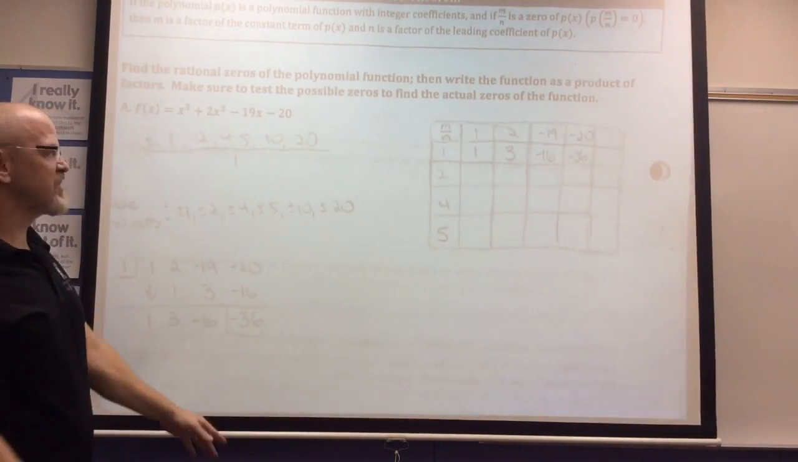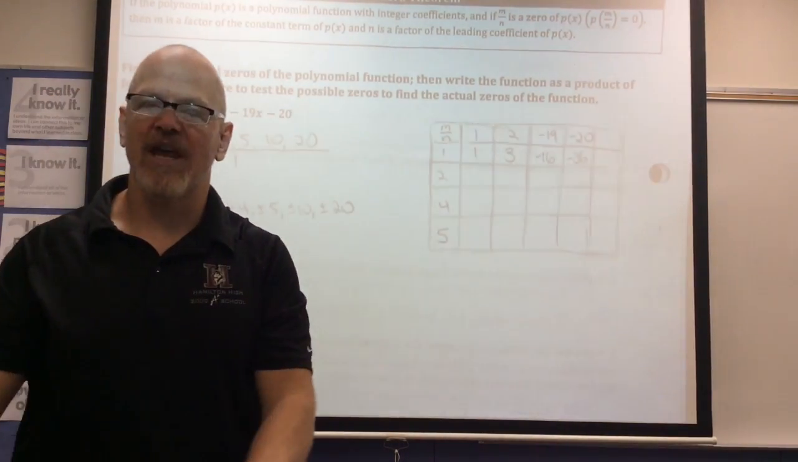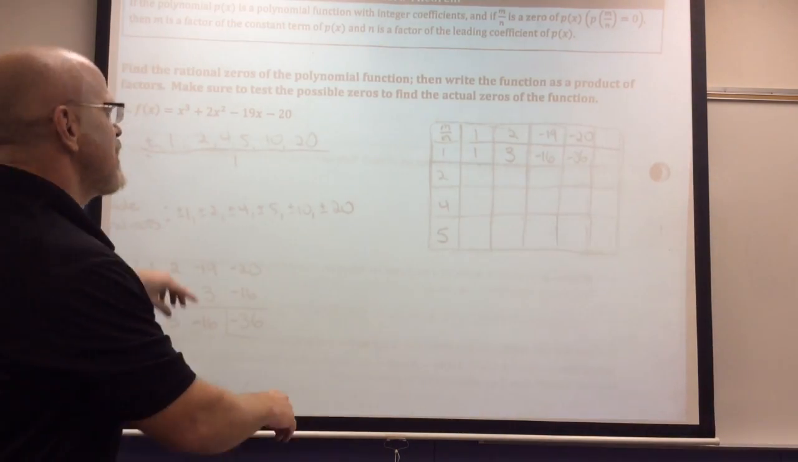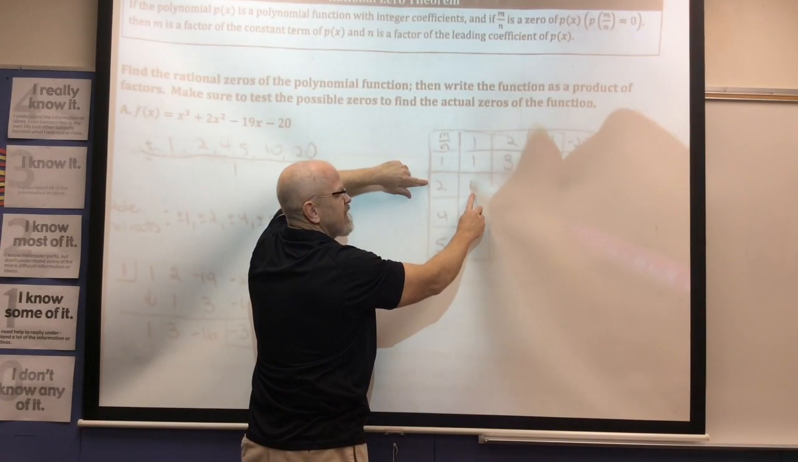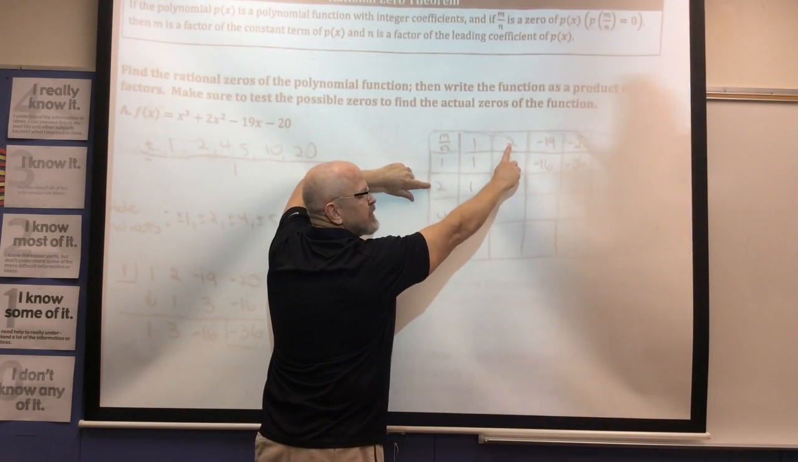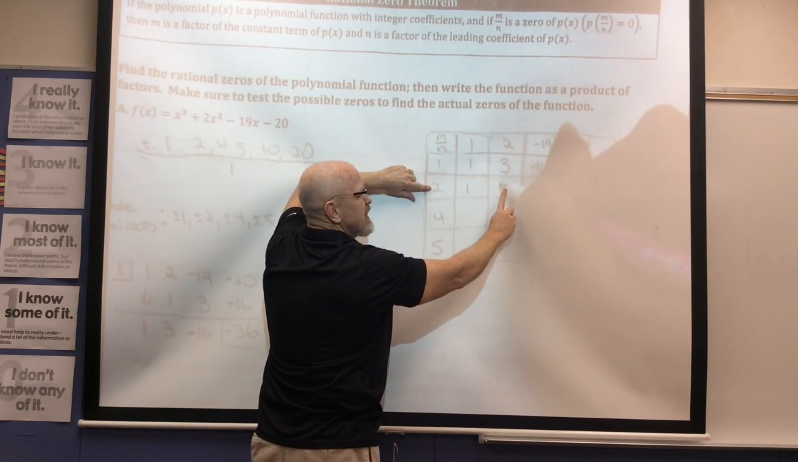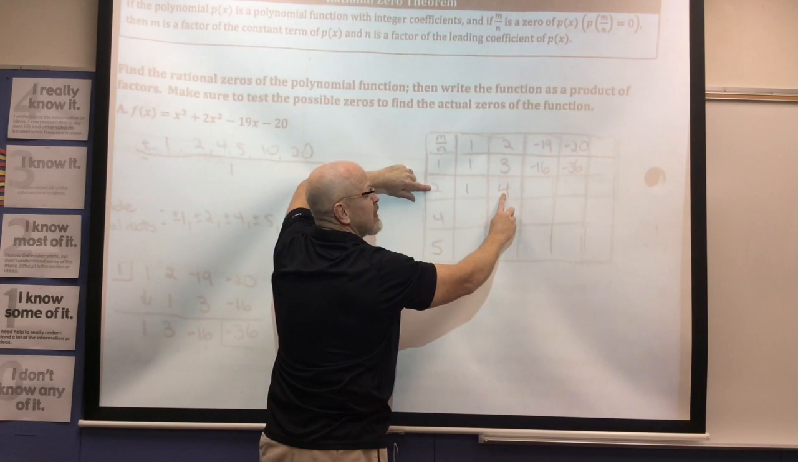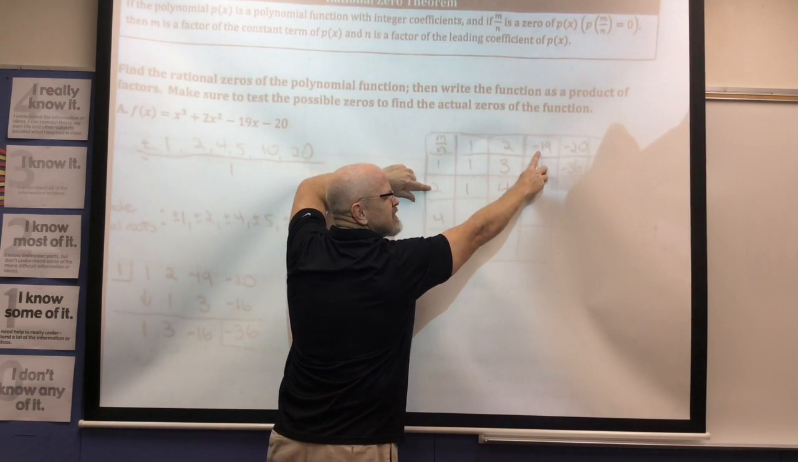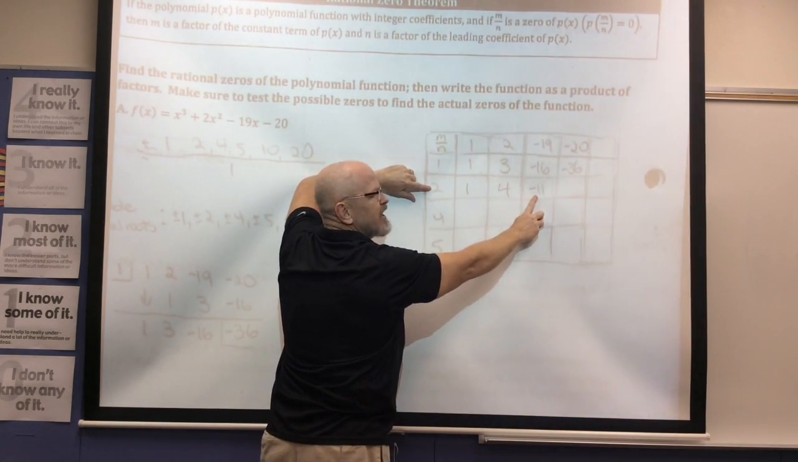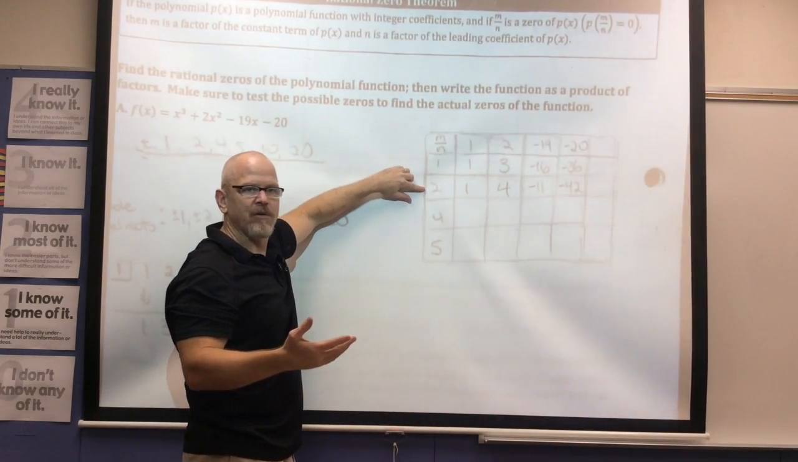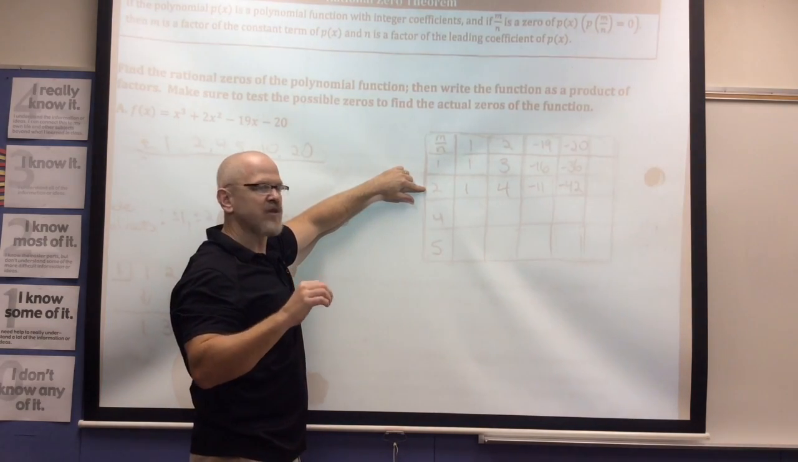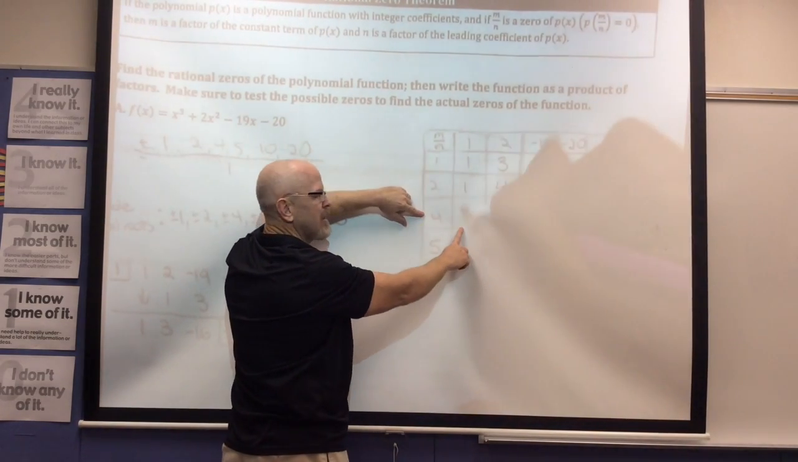So let's test these quickly, and if we have to add more, we'll add more. Drop the 1 down. 2 times 1 is 2 plus 2 is 4. 2 times 4 is 8 plus negative 19 is negative 11. 2 times negative 11 is negative 22 plus negative 20 is negative 42. Is that a root? No, because if it was a root, we'd get 0. Let's go here. Drop the 1.